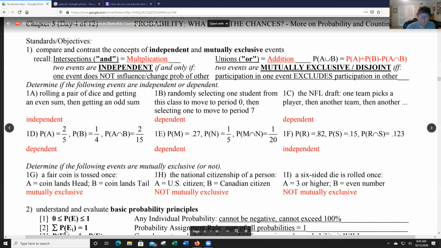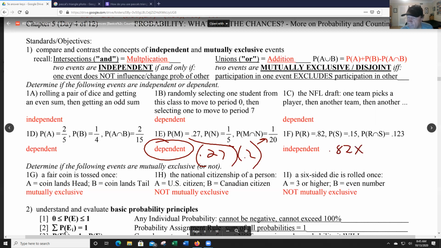Great. Okay, how about this one? We're going to multiply 0.27 times, I guess, 0.2. And that does not equal this. It does not. Again, these are dependent situations. Okay. Now here's one that's independent. If you multiply 0.82 times 0.15, you will get this. Okay. So when the intersection is their product, they are definitely independent situations and have no effect on each other and just show up together kind of randomly. There's no dependence on that.